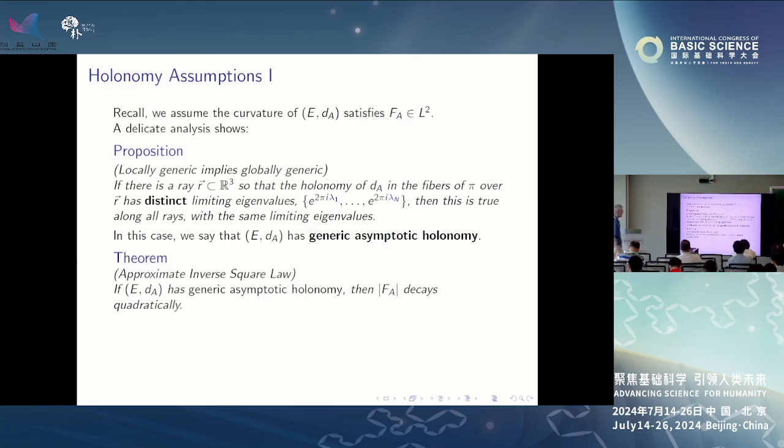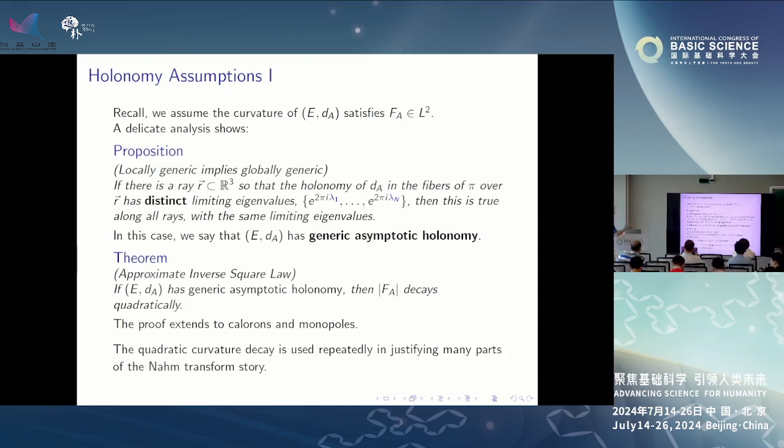Once again, remember, the quadratic curvature decay keeps entering. There are many, many things you want to prove when you're doing the Nahm transform that require knowing asymptotics. And if the curvature is bigger than that, then it's really hard to understand how to prove such things. And in the degenerate limit, this inverse square law extends to calorons and monopoles. As I said, this quadratic curvature decay is used over and over again in justifying aspects of the Nahm transform story.